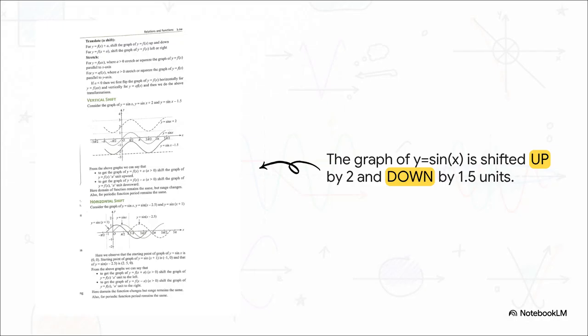And this graph shows it perfectly. That dotted line is our original sine wave. When we graph y equals sine of x plus 2, the whole thing just lifts up 2 spots. When we do sine of x minus 1.5, it drops down by 1.5. See, the shape is totally identical. It's just in a different place vertically.